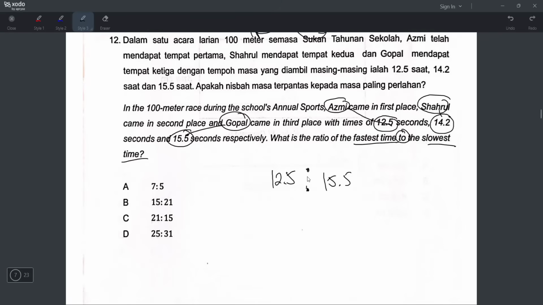Because this ratio symbol you can actually convert to divide. Yeah, it's like a divide. So you can just press using calculator. Let your calculator simplify for you. So let's press 12.5 divide 15.5. So your calculator will straight away give you 25/31.